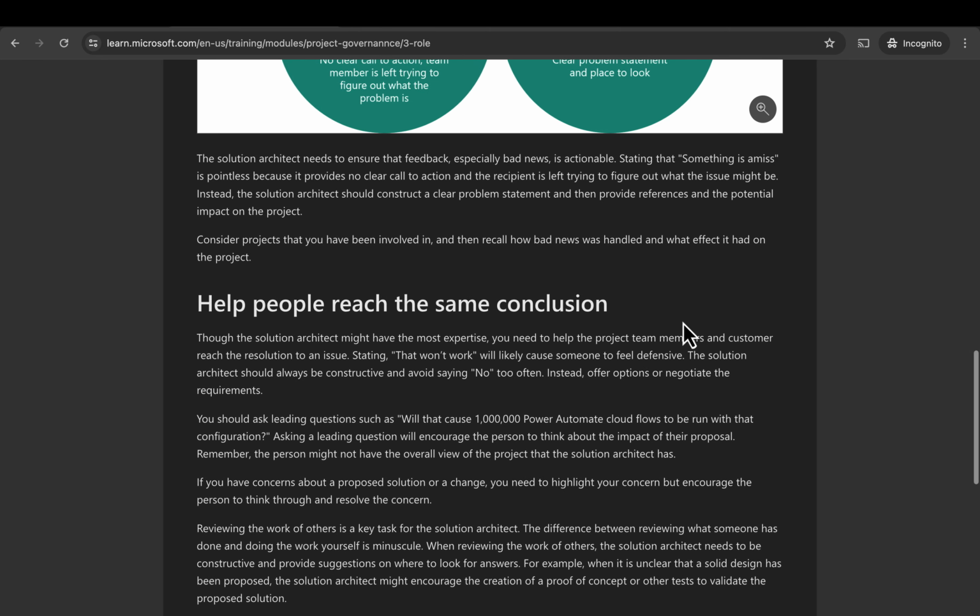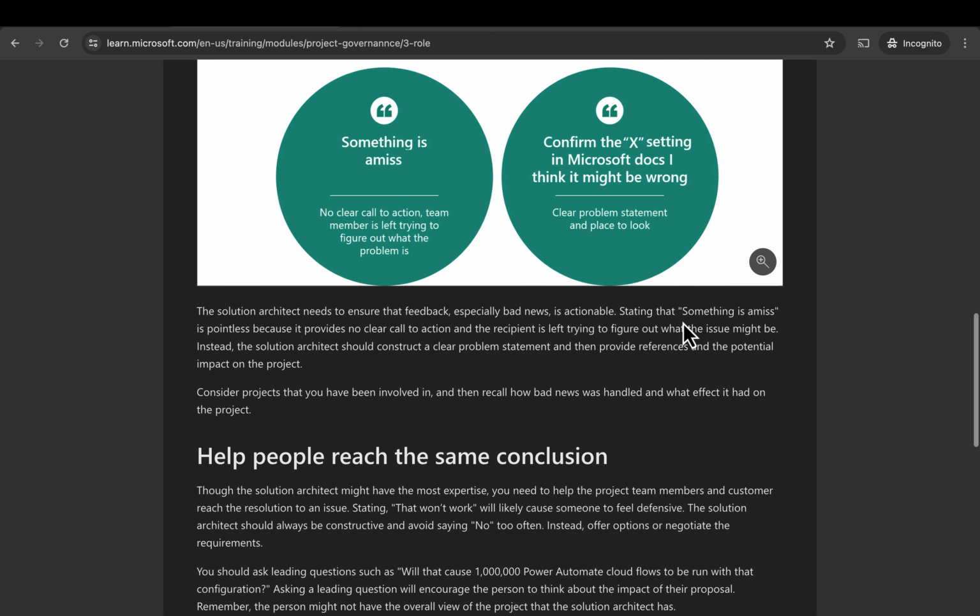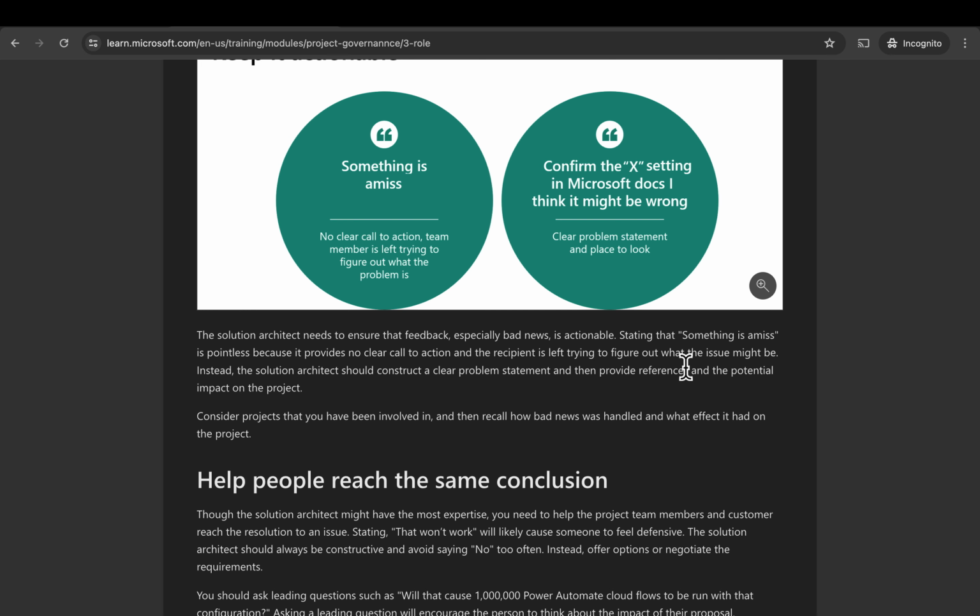The solution architect needs to ensure that feedback, especially bad news, is actionable. Stating that something is amiss is pointless because it provides no clear call to action and the recipient is left trying to figure out what the issue might be. Instead, the solution architect should construct a clear problem statement and then provide references and the potential impact on the project. Consider projects that you have been involved in and then recall how bad news was handled and what effect it had on the project.